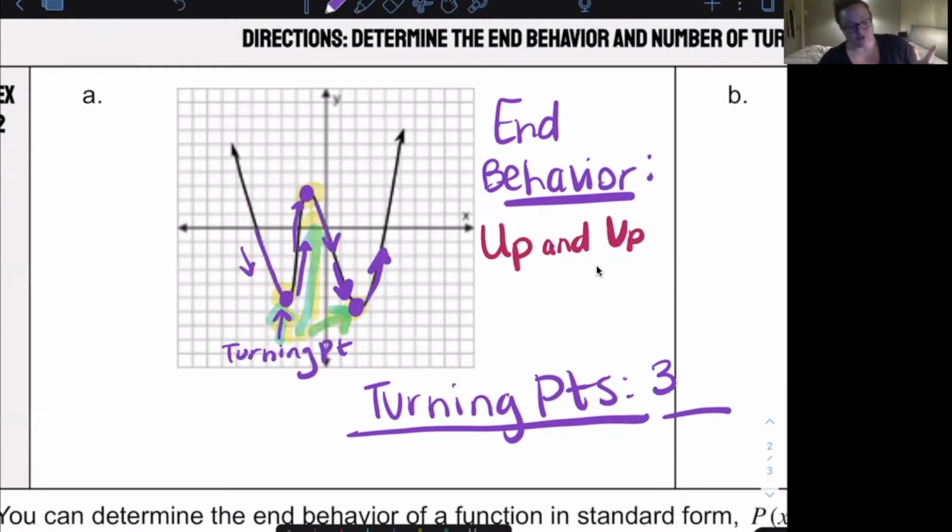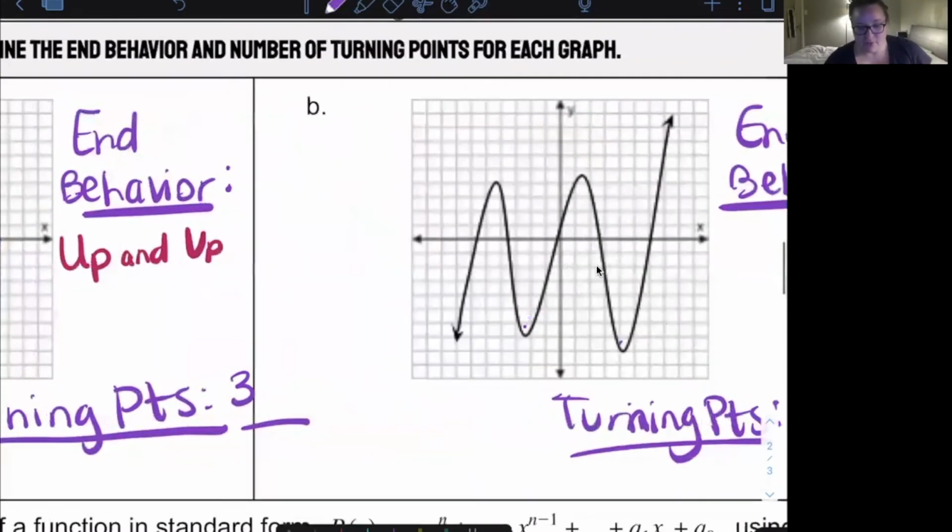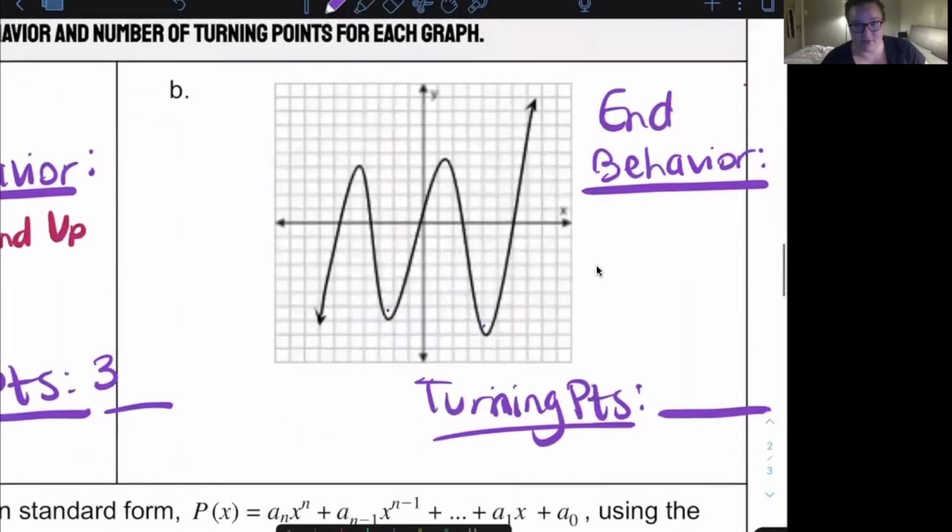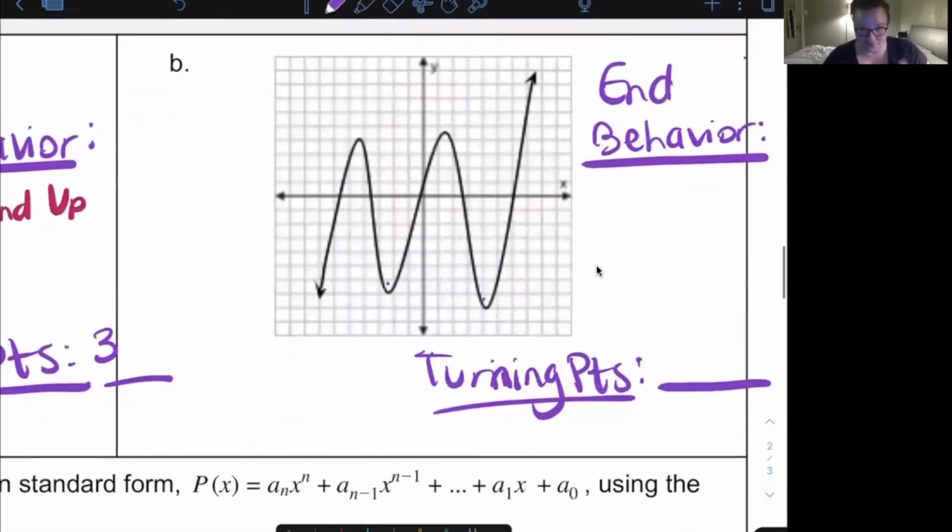All right, so it's your turn. You're going to describe the end behavior. Remember to describe the far left first and then the far right. And then you're going to tell me the number of turning points that this function has. Press pause and then press play when you're ready to check your work. Good luck.